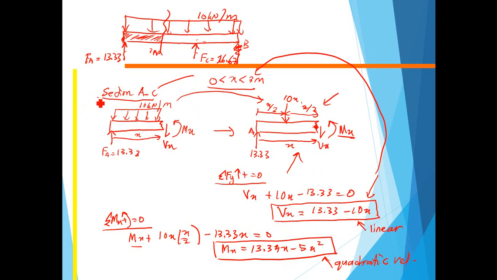Now let's proceed to section CB. Okay, section CB. Again I draw the original beam, which has 13.33, and then here is 26.67, and then we have the distributed load.